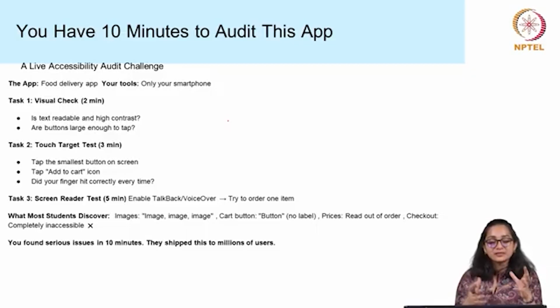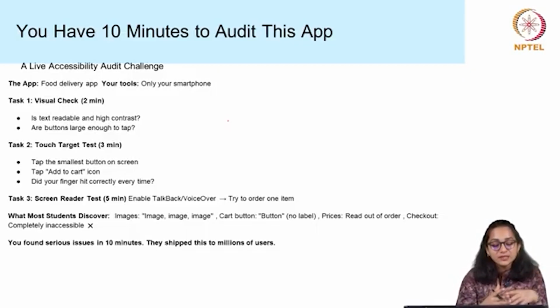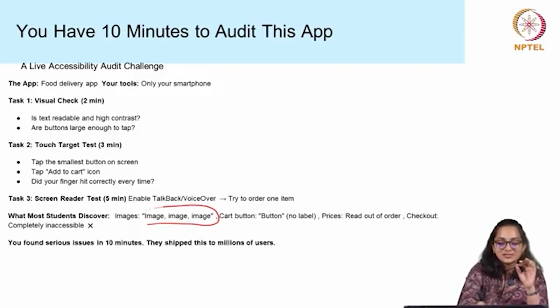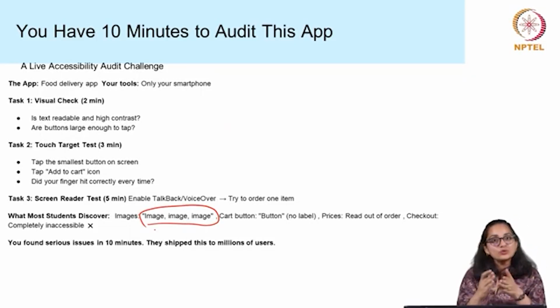I hope you have been experimenting with the touch target for the previous 3 to 4 minutes. Now let us move to task 3, which is our screen reader test. Enable TalkBack or VoiceOver on your phone and try to order one item. What most people discover is that it announces images as image, image, image. So there are multiple labels but no semantic signifier.